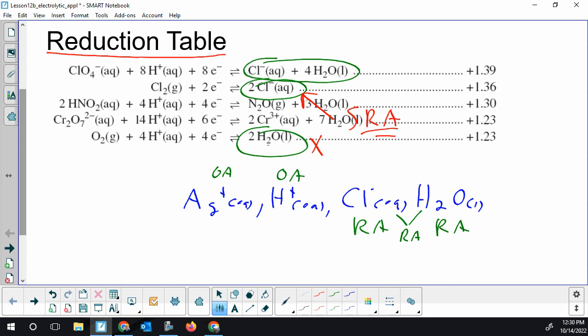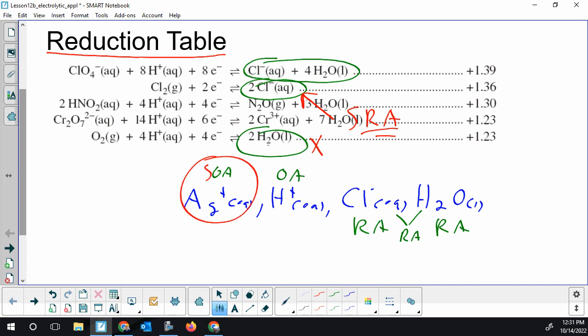I think I got them all. I'm just double checking whether H+ and water is an OA, and it's not on our table. So you'd have a list like this. You'd find the best OA just like you did before. So silver versus H+, silver's higher. That's the strongest OA, nothing new there.